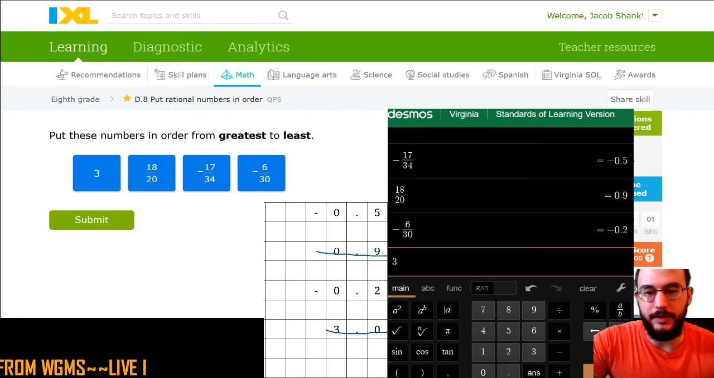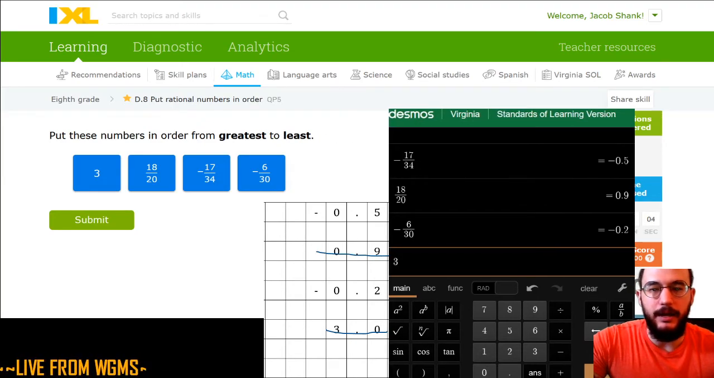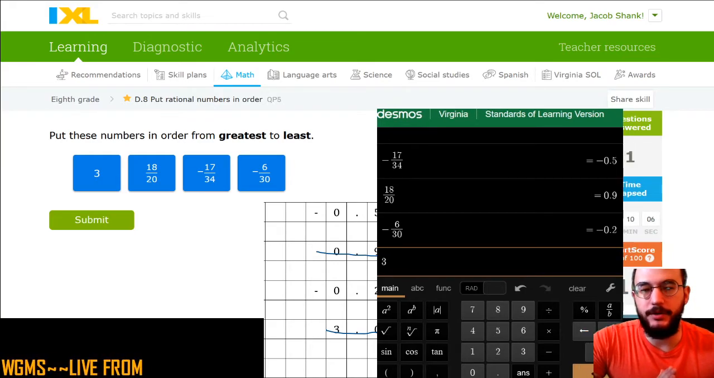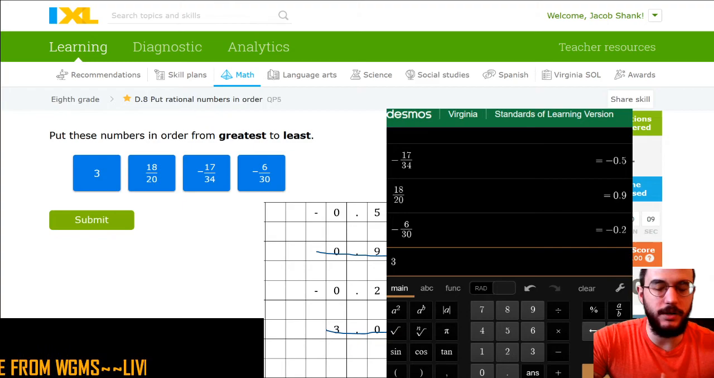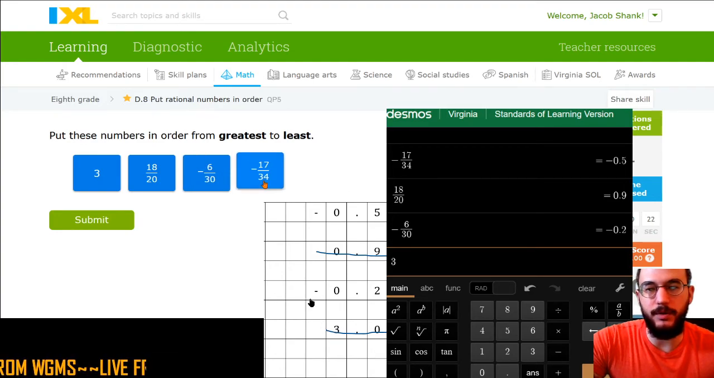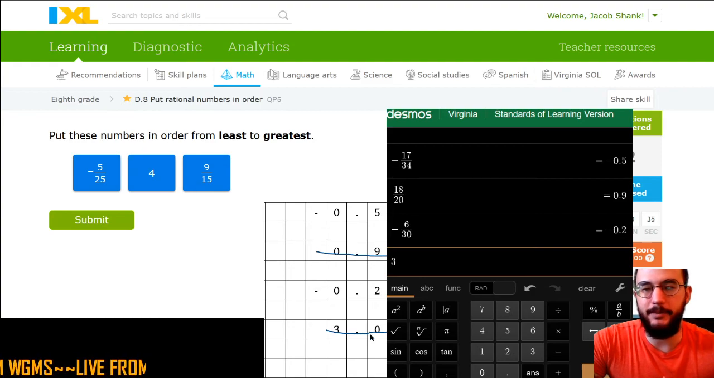So now when we compare these two, again, be very mindful. You're saying, okay, as you're crossing over 0 and going into the negatives, what are you going to see first? Well, I'm going to see negative 0.2 before I see negative 0.5. So that negative 0.5 is actually going to be our least. That's going to be our smallest value. So again, in original form, I had 3, 18 over 20, negative 6 over 30, and then negative 17 over 34. Make sure you're taking time with these, adding them in very carefully for yourself.